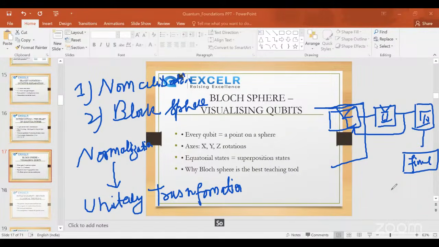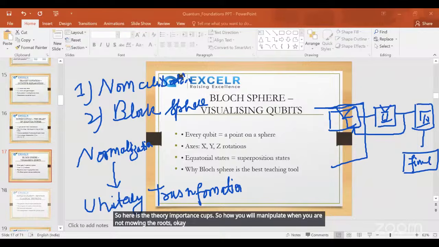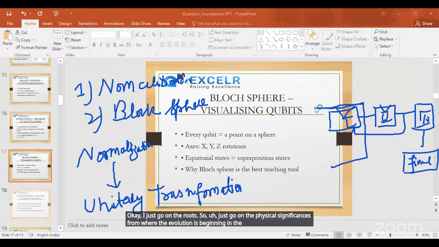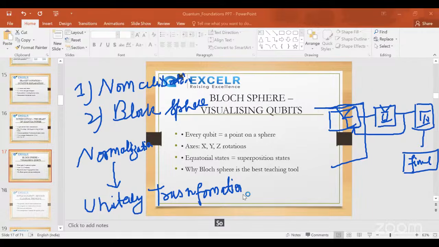So here is where the importance of theory comes. How will you manipulate when you do not know the roots? If you want good R&D here, you have to go to the roots. I'm not saying just adopt; go to the roots, to the physical significances from where the evolution began in quantum computation, from the hardware as well as the software sides. So that's why theory is so important.